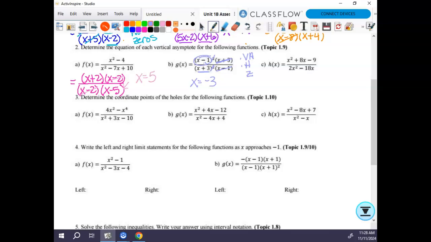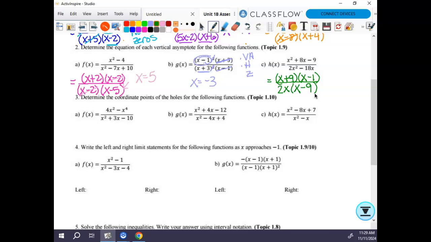Alrighty, then we need to factor here. So in the numerator, I would have x plus 9 and x minus 1. In the denominator, I can factor out a 2x. That leaves me with x minus 9. And so I don't have anything to cancel out here.